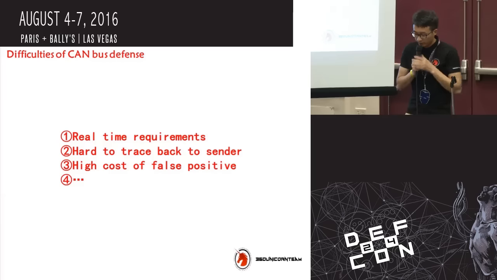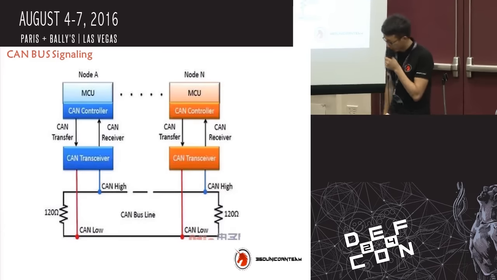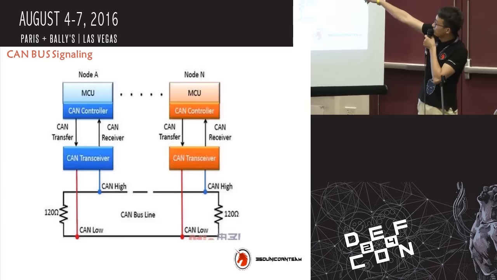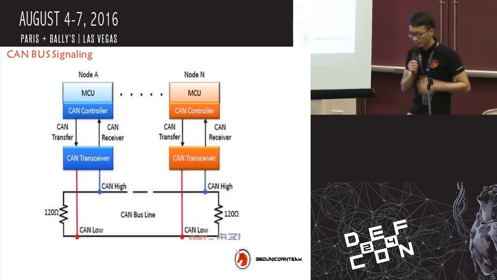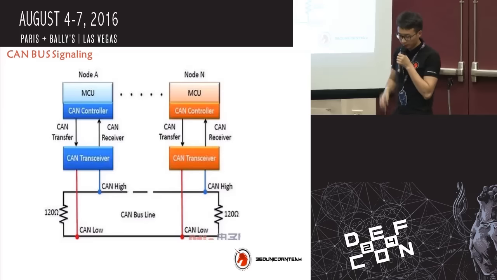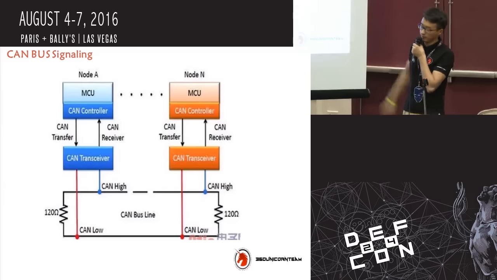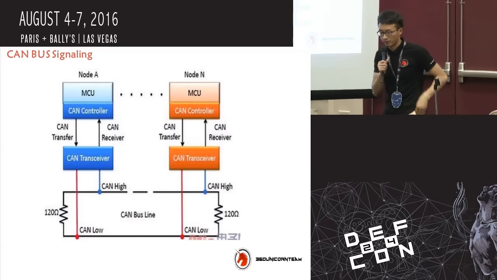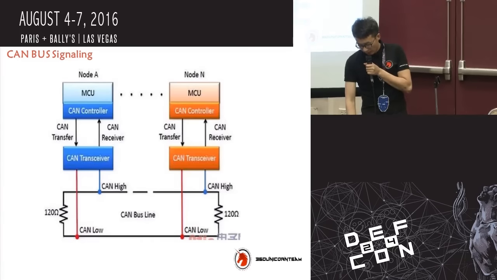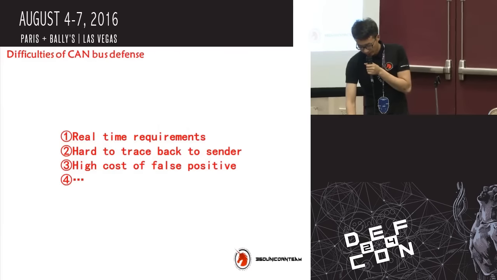So these are the difficulties of CAN bus defense. As you can see from the network architecture here, if you detect that node A is transmitting malicious packets, how do you defend against that kind of attack? You cut off the communication of node A. But for example, if node A controls the engine, and you block the communication of that module, the car will malfunction. So it's hard to simply block the communication.